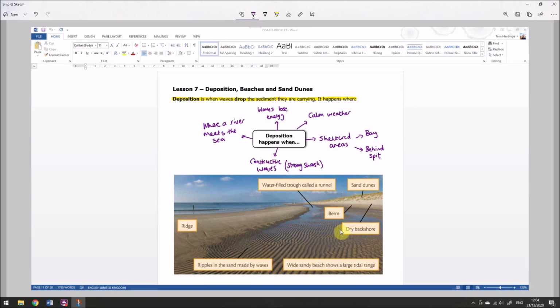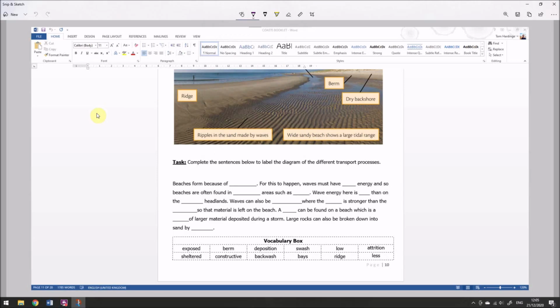We can see that towards the back of the beach there's a little bit of a steeper section here. This is what we call a berm, a small ridge that's found on the beach, and then behind that beach we can see that we've got some sand dunes starting to form. We're going to have a look at the formation of these two landforms, beaches and sand dunes, in a little bit more detail now.